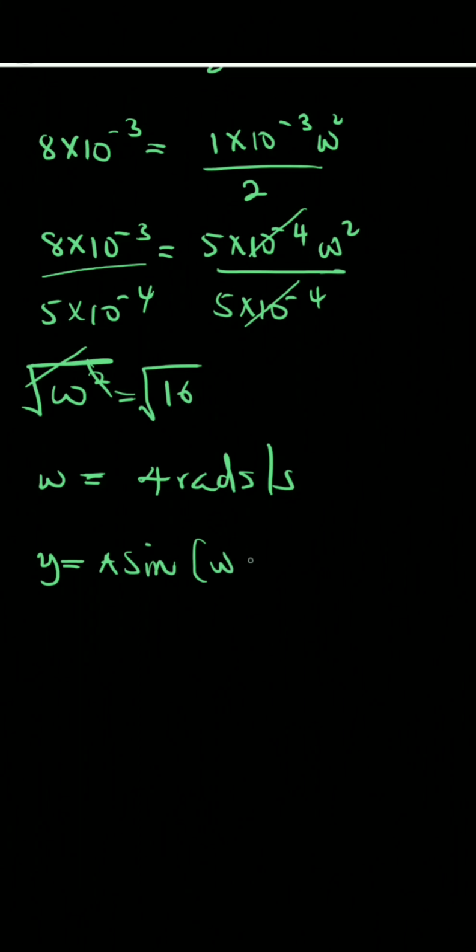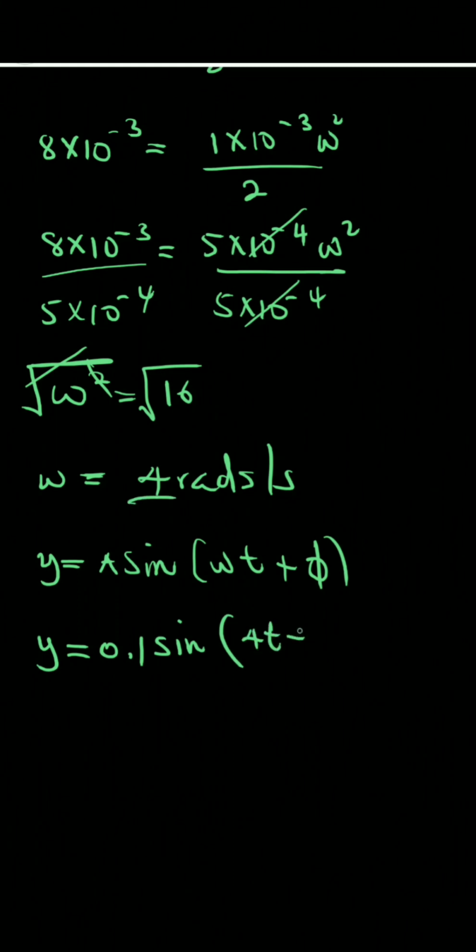So I'm going to rewrite the equation, which is y equals A sine, angular frequency t plus the initial phase. Upon substituting, we get 0.1 for amplitude, then sine, where there is angular frequency we put 4, then we have t plus the phase, which is 45 degrees. So this is the answer or the solution to our problem.